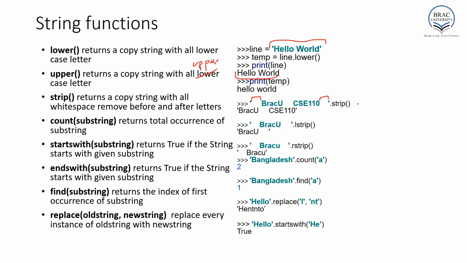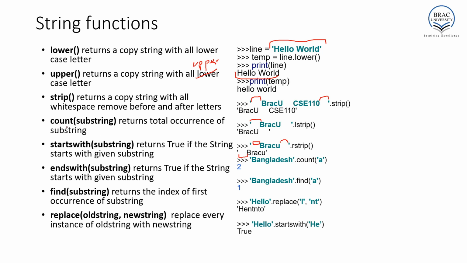Similar to this strip function, we have an lstrip and an rstrip. The lstrip stands for left strip, which means it only strips white spaces at the left of the string. And similarly, the rstrip only strips and removes the white spaces at the end of the string. The fourth function we'll be seeing is the count function.